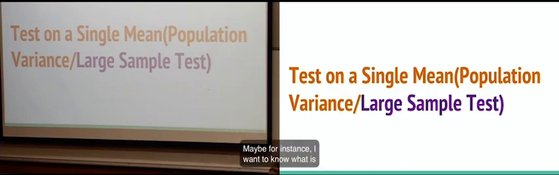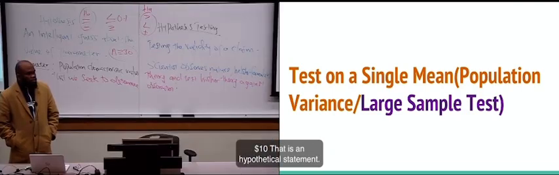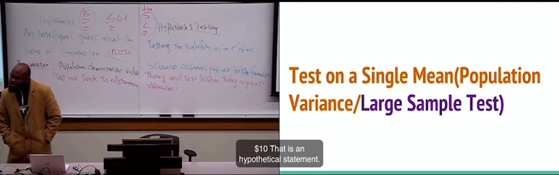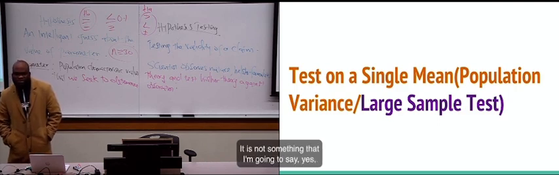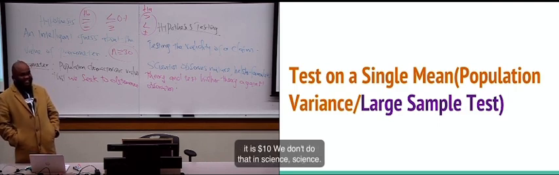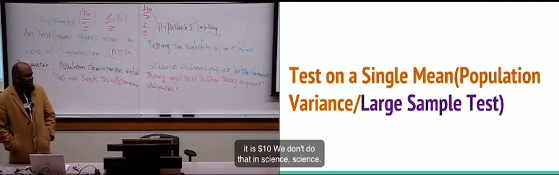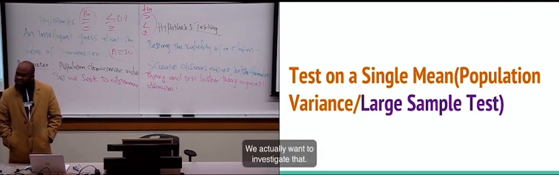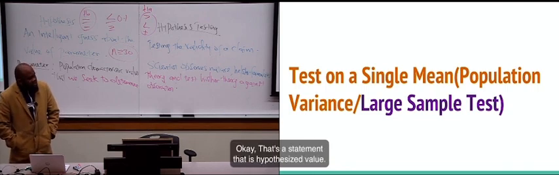Maybe for instance, I want to know what is the average minimum wage in the United States. And somebody says, okay, the average minimum wage is $10. That is a hypothetical statement. It is not something that I'm going to say, yes, it is $10. We don't do that in science. In science, we actually want to investigate that. Okay, that's a statement. That is a hypothesized value.